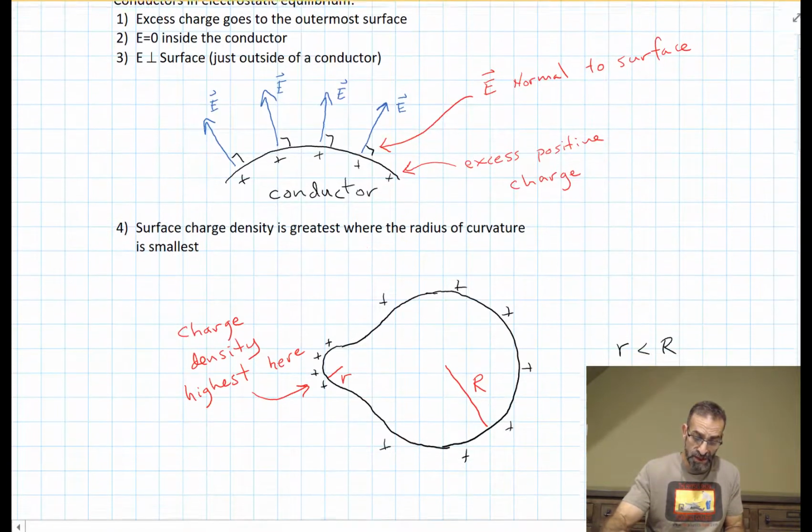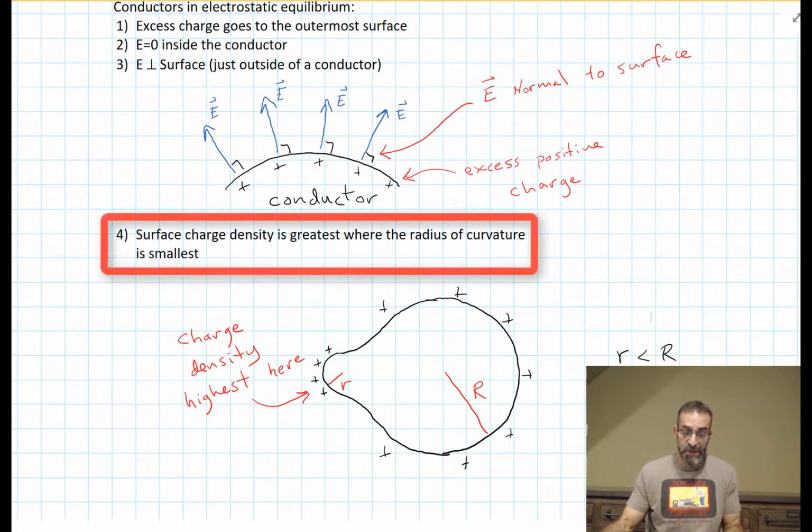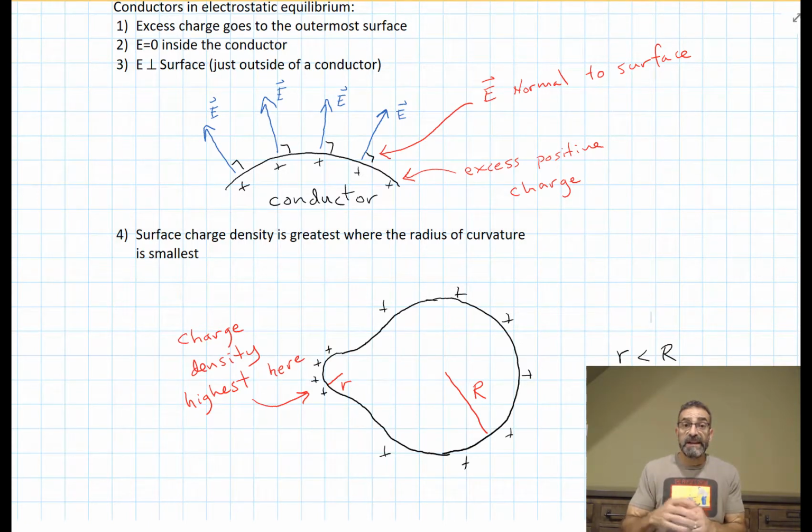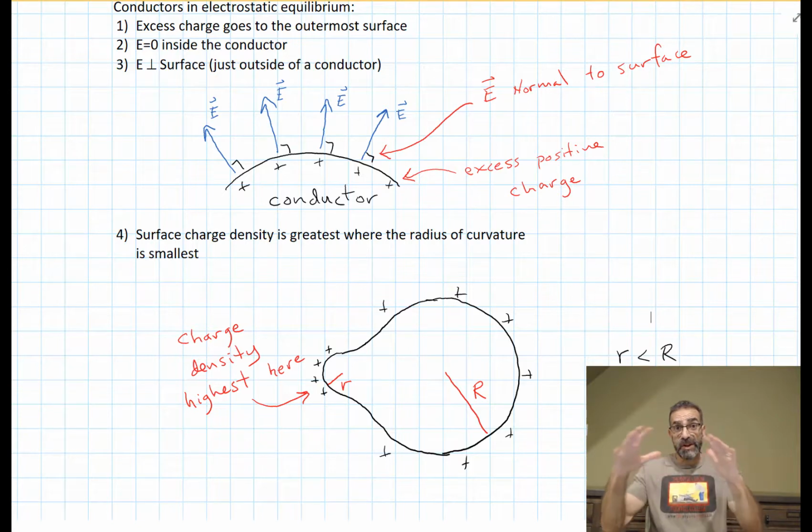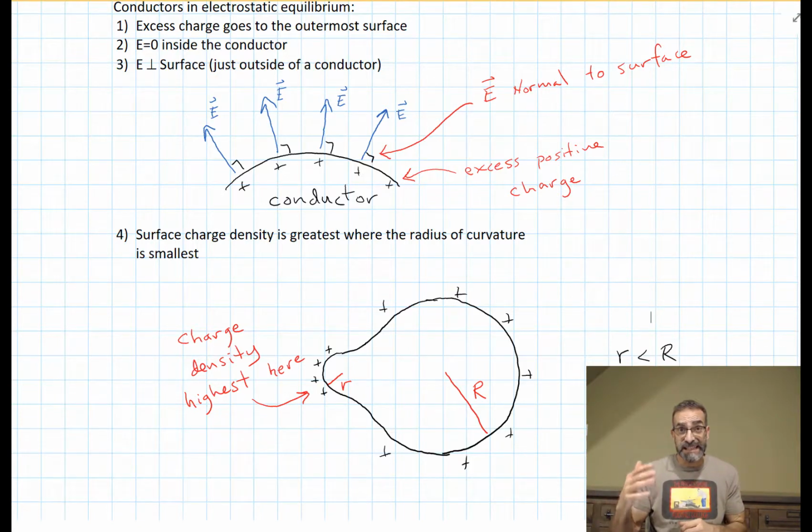The fourth thing is that surface charge density is not uniform everywhere on an odd-shaped conductor. Where the radius of curvature is the smallest, the charge density is actually the highest at that point. Where the radius of curvature is larger, the charge density is less. And we'll learn about this next chapter.